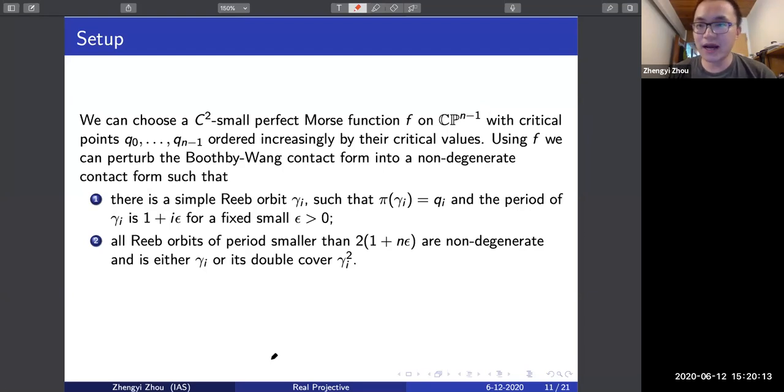perturbed contact form will have the following property: all these simple Reeb orbits will be the S1 fiber over the critical point Qi, and the periods of the Reeb orbits will be ordered the same way as the critical values of F. And I ask that all the orbits with period smaller than 2 are either these simple Reeb orbits or double covers of these simple Reeb orbits.